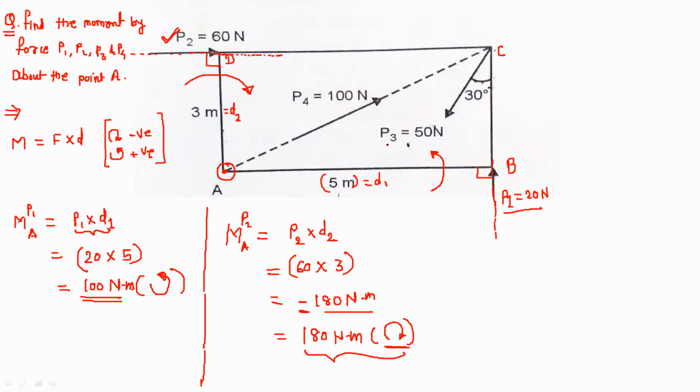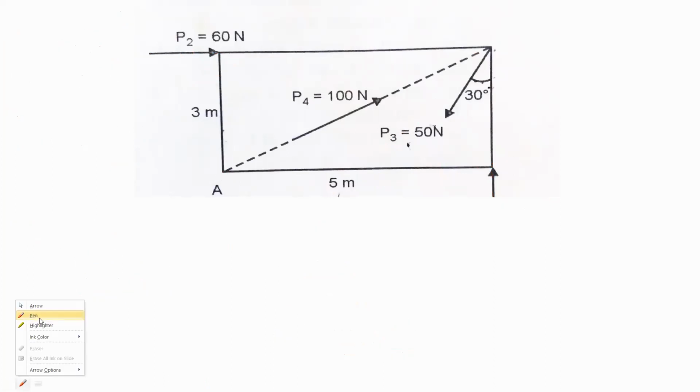Okay, so I will start with the P3. Now we have to find out the moment by P3 about the point A. But for P3, no perpendicular direction or perpendicular distance is given. So how to find out the moment for such cases, P3, which is actually inclined? For that, just resolve this force at this point and find out its x component and the y component.